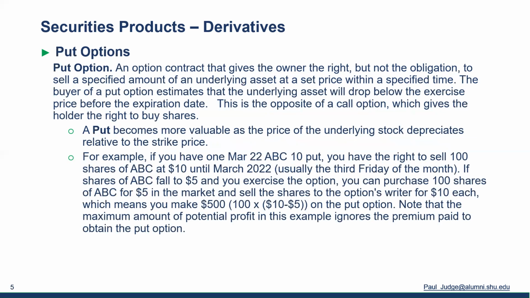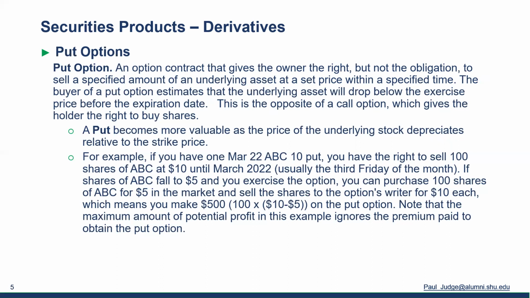A put is the opposite. It's a contract that gives the owner the right, but not the obligation, to sell a specified amount of the underlying asset at a set price during a specific time. A put becomes valuable when the underlying price depreciates relative to the strike price. The price in the option is called the strike price.